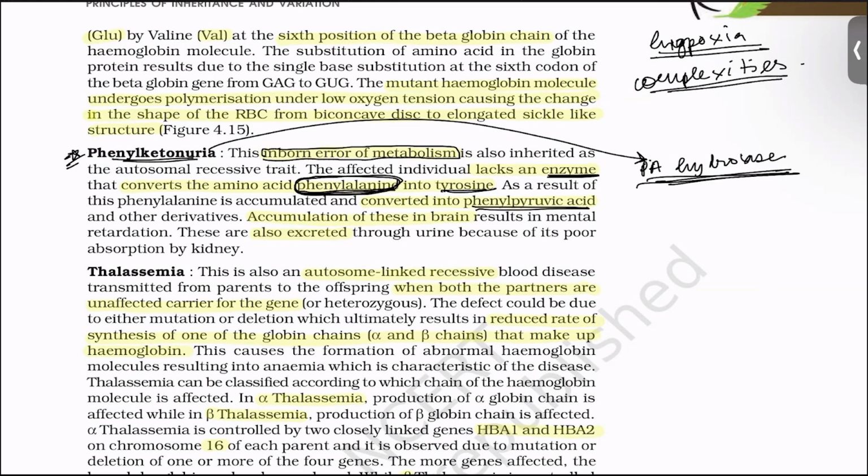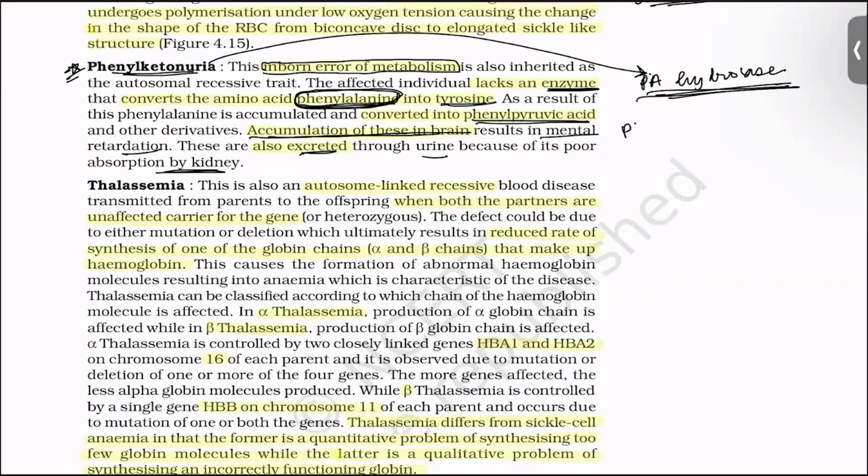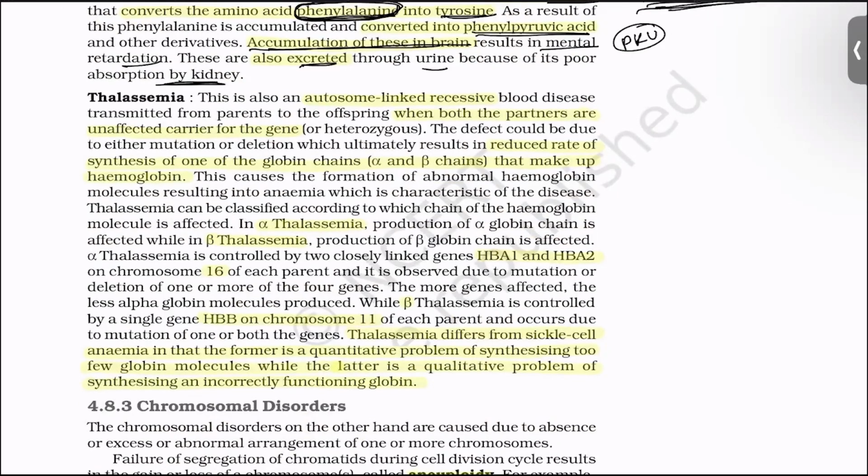phenylpyruvic acid further accumulates in the brain, and it can cause mental retardation, and it can also be excreted through urine, because it is absorbed poorly by the kidney. Okay, so this is PKU or phenylketonuria. And coming to the next disease, thalassemia.